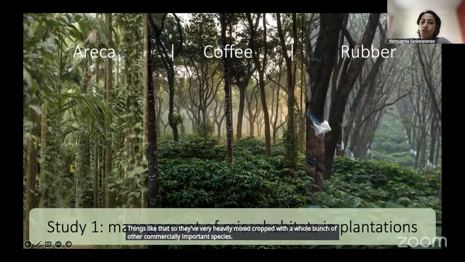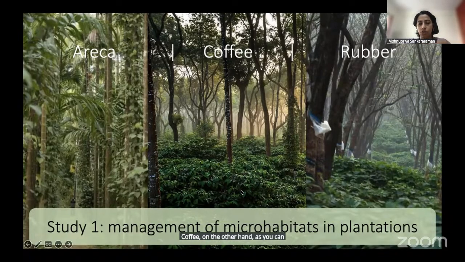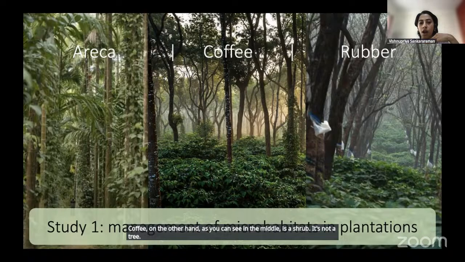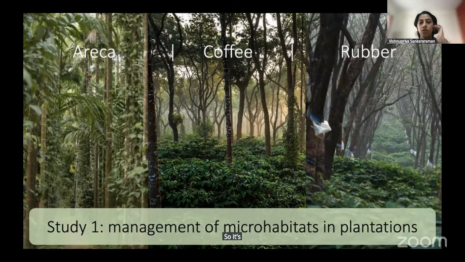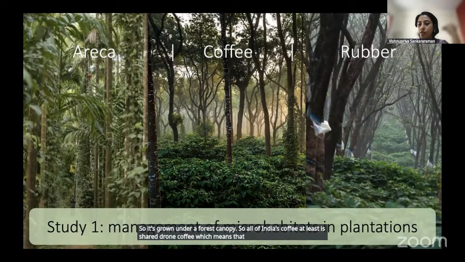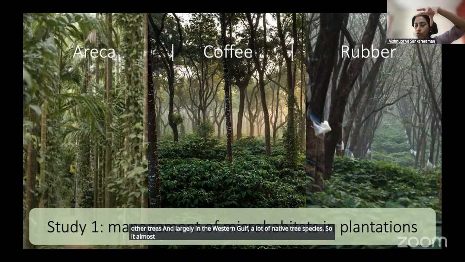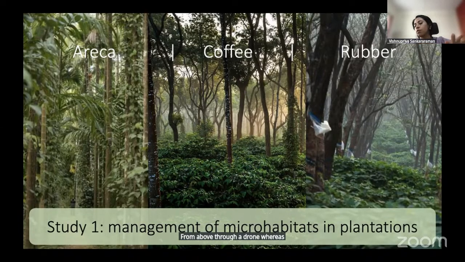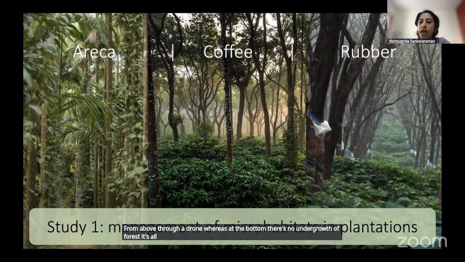Coffee, on the other hand, as you can see in the middle, is a shrub. It's not a tree. So it's grown under a forest canopy. So all of India's coffee, at least, is shade-grown coffee, which means that over the coffee plants, there's the shade of other trees, and largely in the Western Ghats, a lot of native tree species. So it almost looks like a forest if you were to look from above through a drone, whereas at the bottom, there's no undergrowth of forest. It's all coffee farms. And the third agroforests we worked in were rubber plantations.